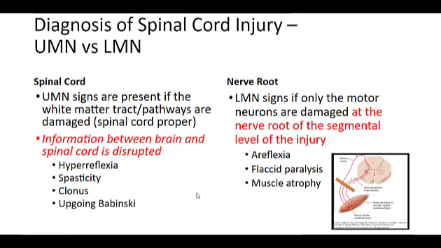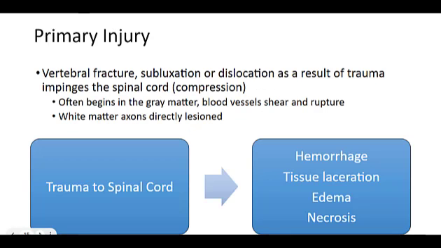When we look at the diagnosis of the spinal cord injury, again, that's where some of those signs are going to help us, especially in the non-traumatic. So you are going to remember very carefully your upper motor neuron signs, and you're going to be able to recognize those, thinking about lower motor neuron signs as well.